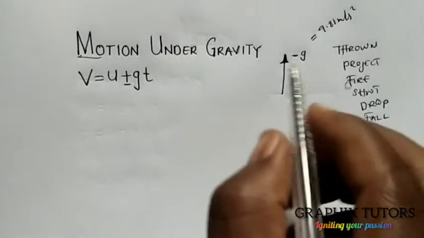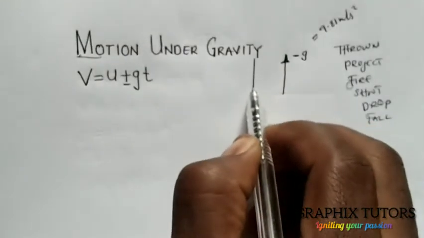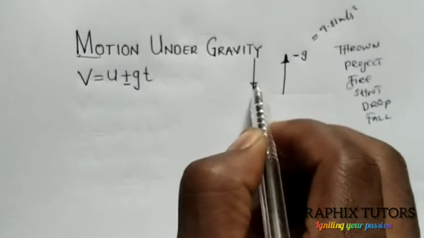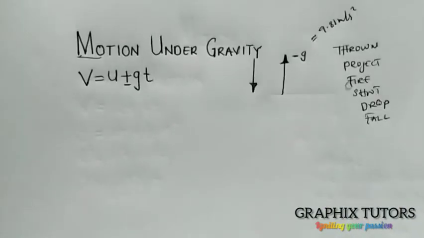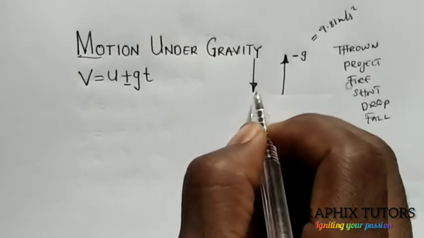But if the object is favoring gravity, let's say if an object is falling from an altitude or from a height, right? It's favoring gravity. If you are coming down from a staircase, you see that you come down faster. It is easier. The impact is large, right? So you put what? Positive G.